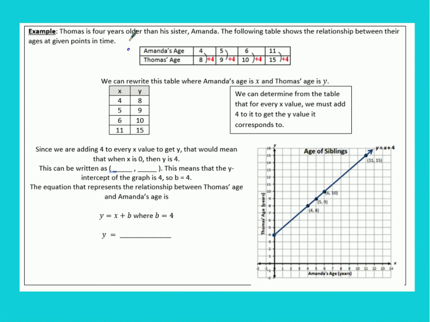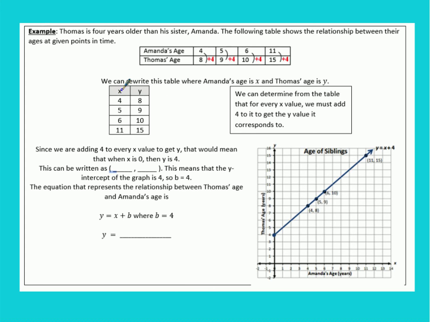So for an example, this problem tells us that Thomas is 4 years older than his sister Amanda. The following table shows the relationship between their ages at given points in time. So Amanda's age is 4, that means Thomas's age will be 8. He's 4 years older than her, so we just have to add 4 to her age to get his. So at any point in time, we just have to add 4 to her age, and that'll tell us what Thomas's age is. So this is an additive relationship because for every x value you have to add 4 to it to get the y.